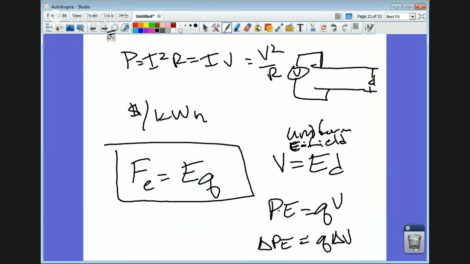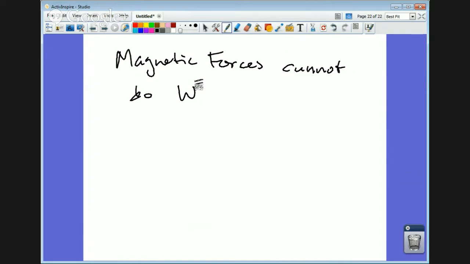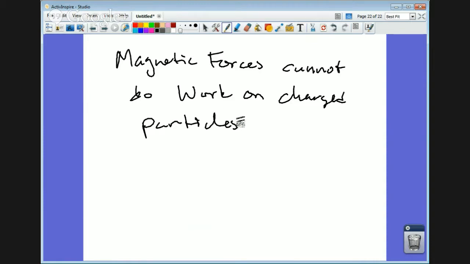For magnetism, so remember magnetic forces cannot do work on charged particles. All right, they can change the direction, they cannot change the speed. Okay, delta KE is 0. There's no work done. Right.